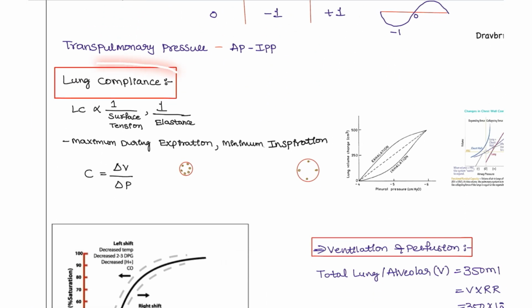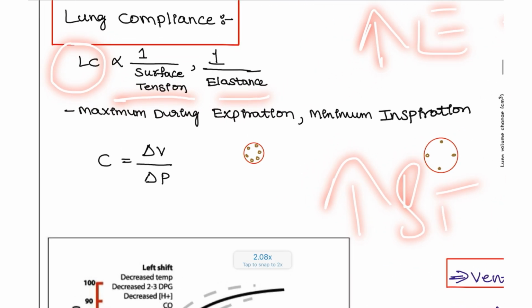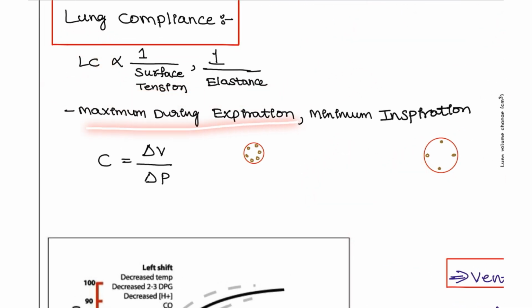And next, lung compliances. What is meant by lung compliance? Lung compliance is indirectly proportional to the surface tension and the elastance. So if there is more elasticity, the lung compliance will be decreased. If there is increased surface tension, the lung compliance will be decreased. That's it. Okay. So the maximum lung compliance is seen in expiration and the minimum is seen in inspiration.